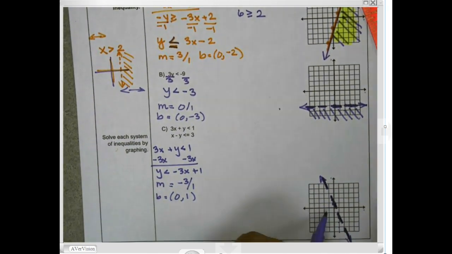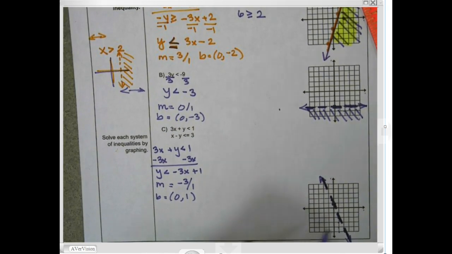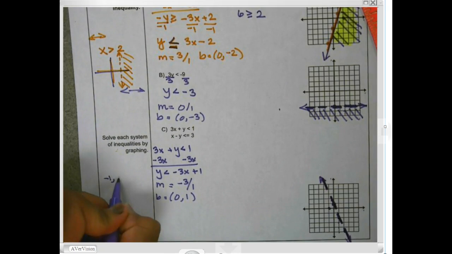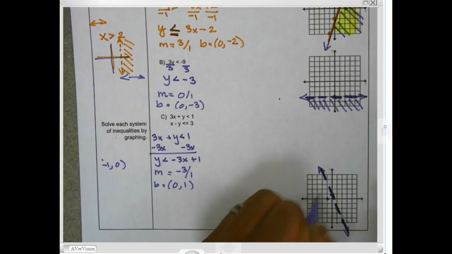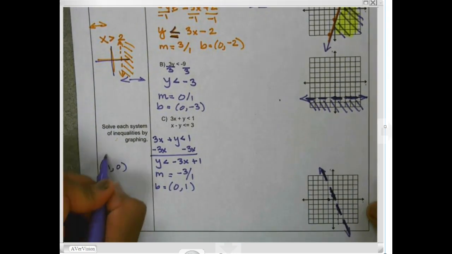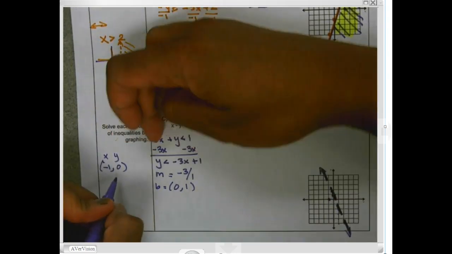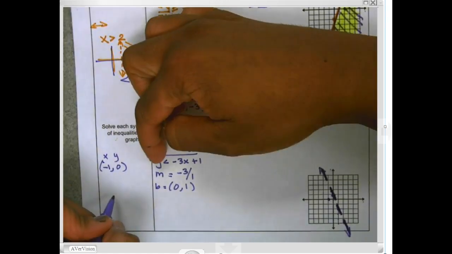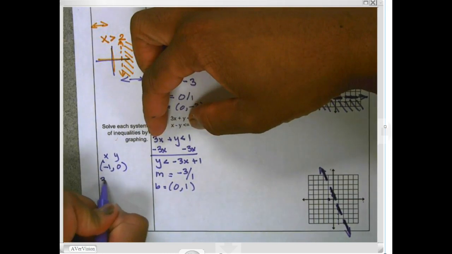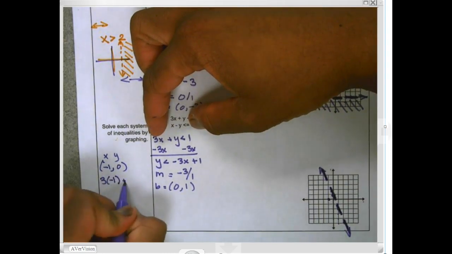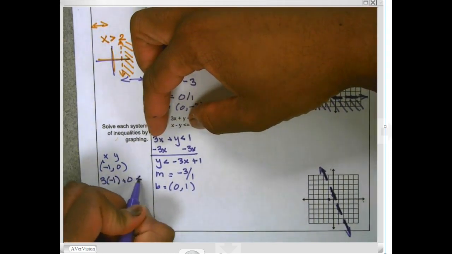I believe that this is below this line. Not really positive though. So here's a point, -1, 0. This point right here, -1, 0. This is what I think I'm supposed to shade on this side. I'm just going to verify it by plugging in x and y. I can use this equation or this equation. It doesn't really matter. I'm going to go back to the original one though. So 3 times -1 plus 0 is less than 1.